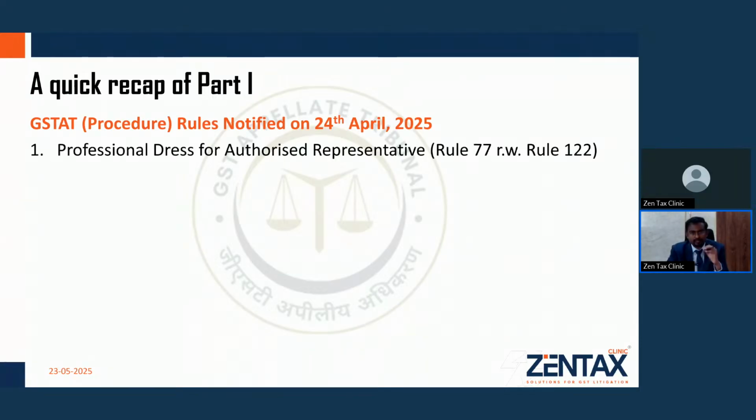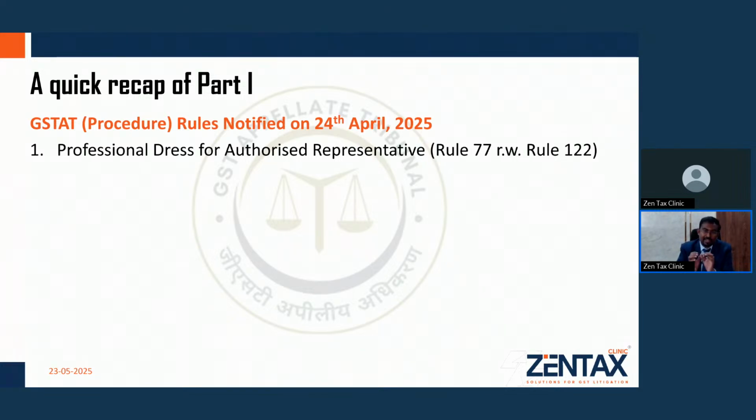So first and foremost, the need for this professional dress is that when, as an authorized representative, we appear before the GST Appellate Tribunal, it is extremely important that the dressing is as per professional conduct, which requires a coat and a tie. So here I am seated in a very professional manner to appear before the GST Appellate Tribunal.